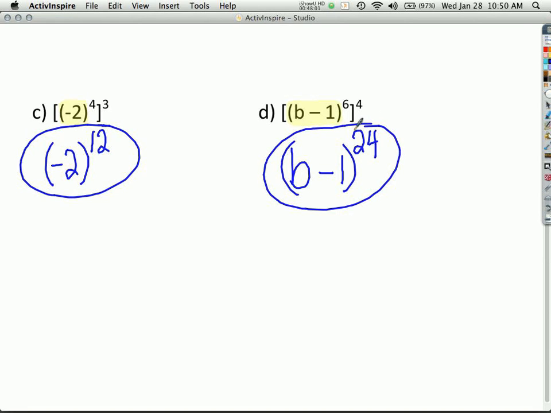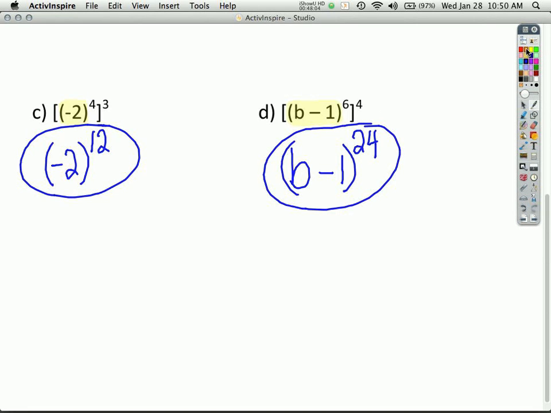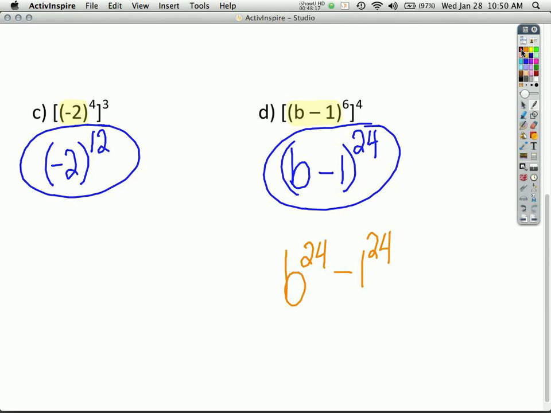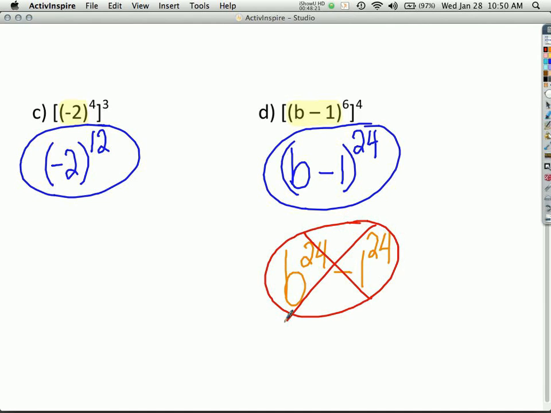So I want to be clear that this is not correct. B to the 24th minus 1 to the 24th is not how it works, because you cannot do that because of this subtraction sign. This would be incorrect. You'll learn more about how to deal with this later on.